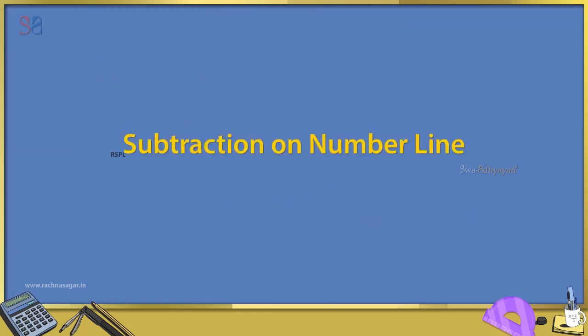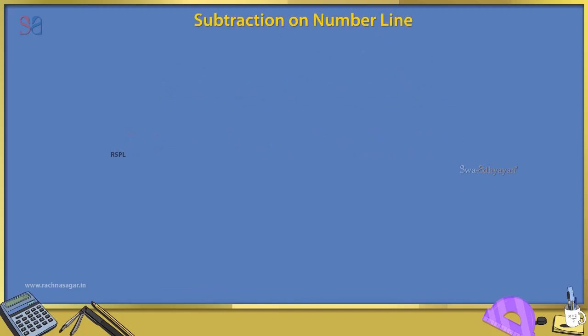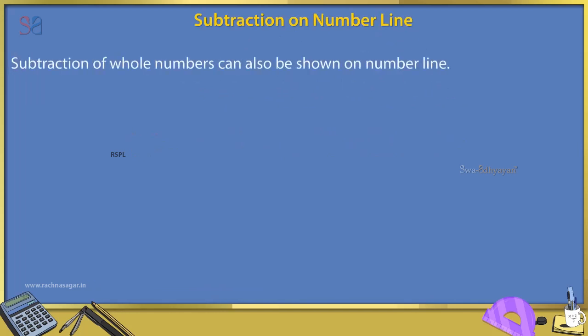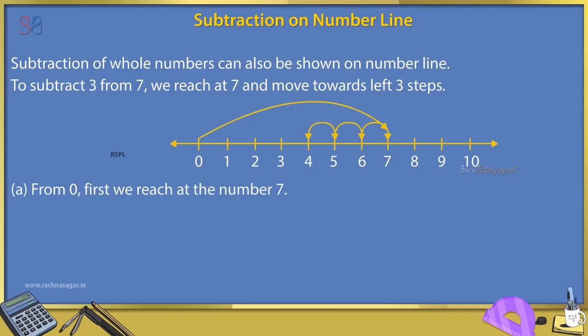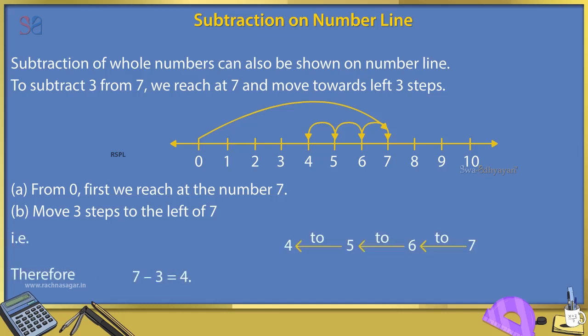Subtraction on number line. Subtraction of whole numbers can also be shown on the number line. To subtract 3 from 7, we reach 7 and move towards the left 3 steps. A. From 0, first we reach the number 7. B. Move 3 steps to the left of 7. Therefore, 7 minus 3 is equal to 4.